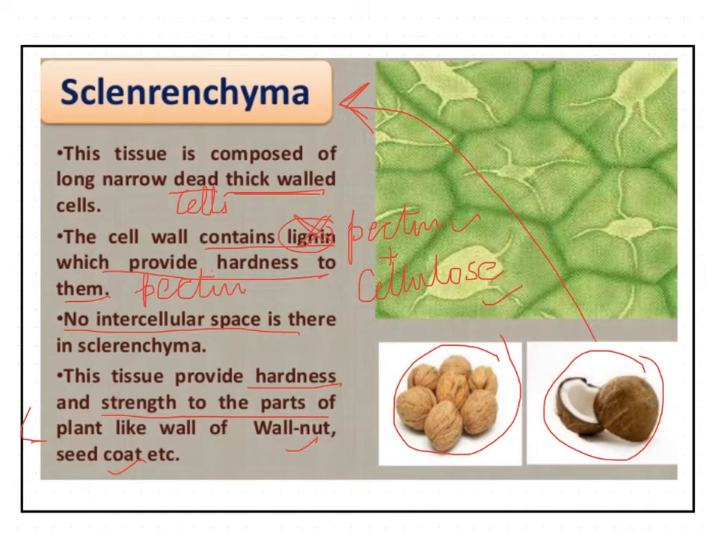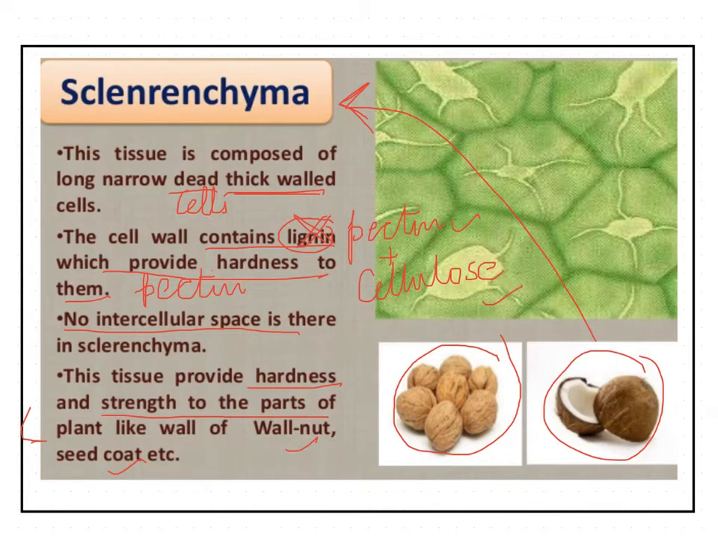Okay. So which tissue is present in the husk of coconut? Husk of coconut. Sclerenchyma tissue. Very good. Which tissue helps in bending of plants without breaking? Very good. Collenchyma tissue. Which tissue contains chlorophyll and helps in photosynthesis? Very good. And that is only a parenchyma tissue, right? Is it clear to everyone? So I hope everybody has understood the different types of simple tissues.